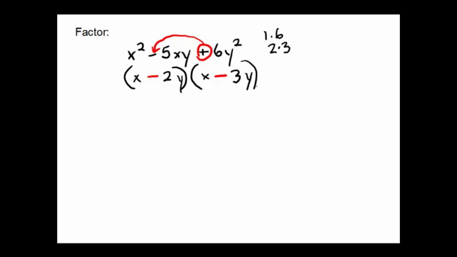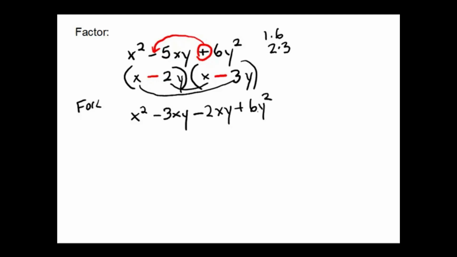And we might do a whole FOIL to check on this, just to make sure with the extra variable and make sure we get the xy. So we'll just do a bigger check. So for our first terms, x times x gives us x squared. On the outside, minus 3xy. On the inside, minus 2xy. And last would be plus 6y squared. And the outside and inside combine to give a negative 5xy. And we did get back to the original.